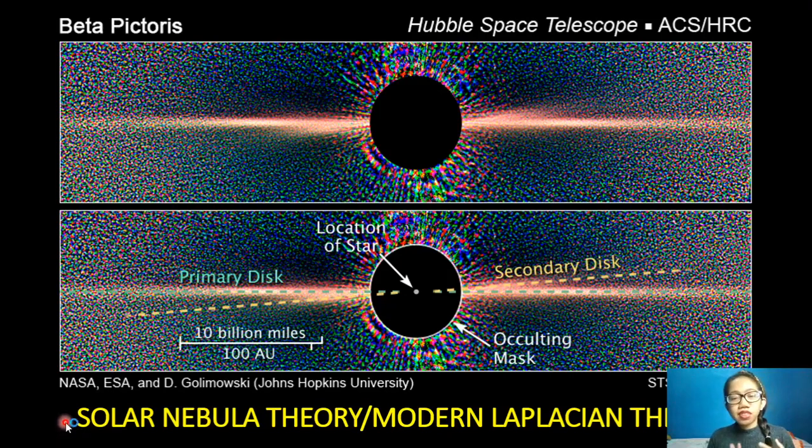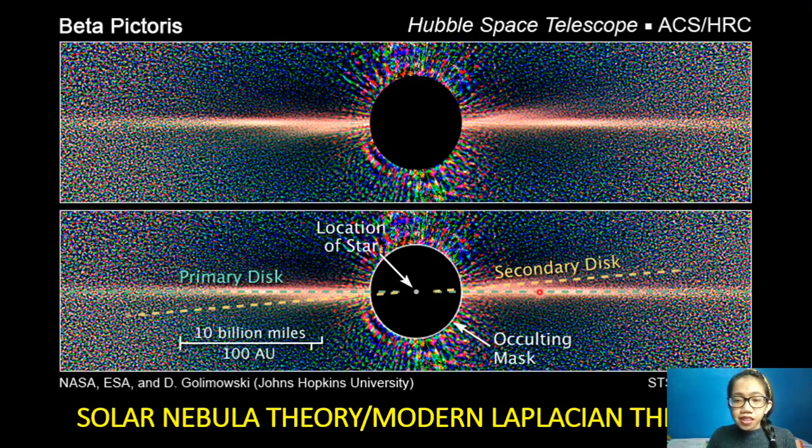So how do we know that the solar nebula theory is true? One piece of evidence is the observation of other, younger solar systems. This is an image taken by the Hubble Space Telescope of a young solar system called Beta Pictoris. In the middle you will find a star, but there's an occulting mask, a filter put on the star itself because it's too bright. You can't really observe anything otherwise, so they put a filter so that they can observe what is around that star.